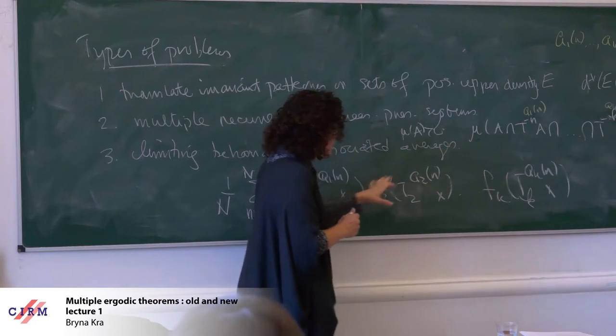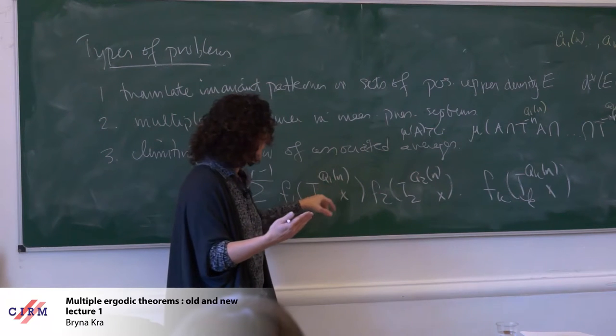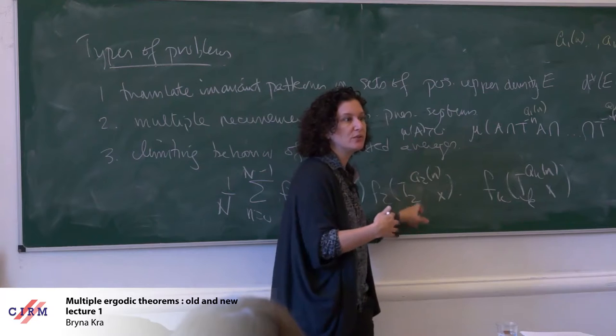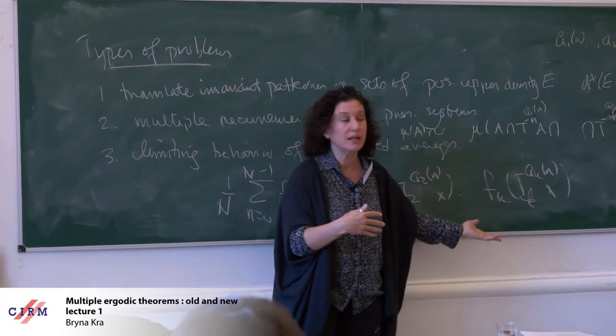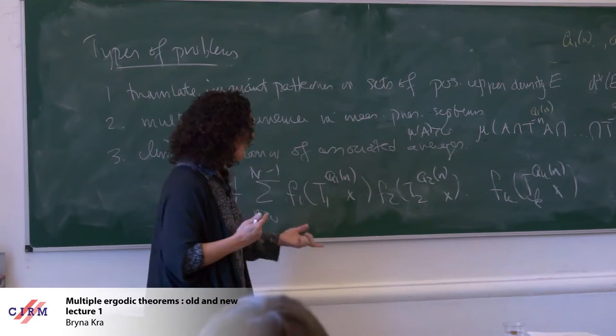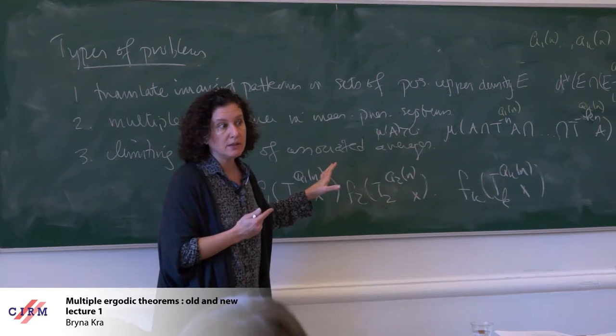The reason it's just n is because now they commute. The case of Szemerédi corresponds to T1 being T, so T to the n, T2 being T squared, so it becomes T to the 2n, up to T to the kn. So it contains Szemerédi's theorem as the one-dimensional version. Furstenberg and Katznelson's theorem was first proven using ergodic theory.